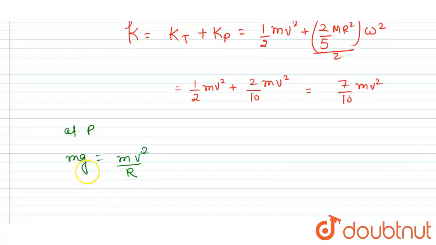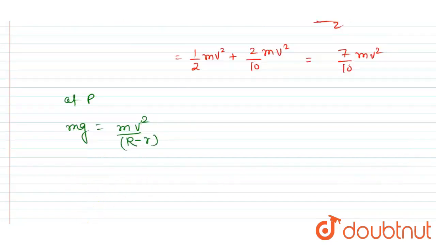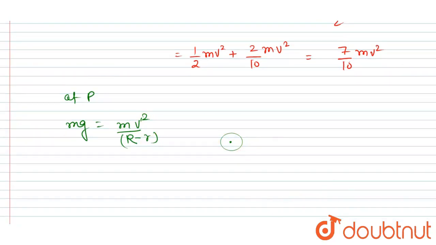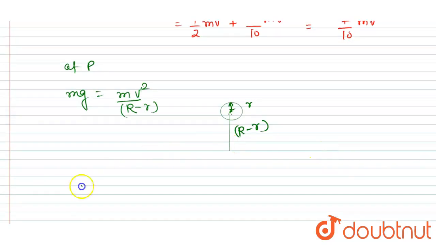Here the radius of the circle will be capital R minus small r. The center of the sphere is at a distance of R minus r from the center of this path, and this is the smaller radius. So this will be the centripetal force. We will write m v dash square equals mg into R minus r. So this is equation 1.